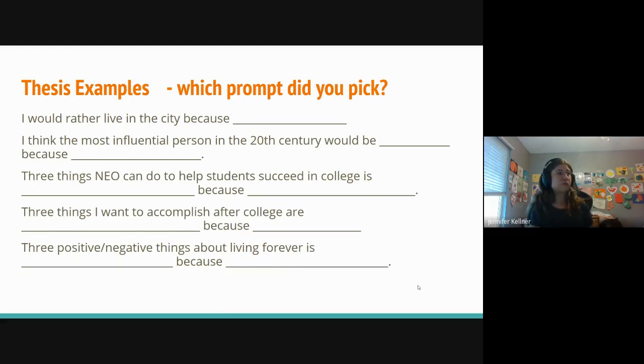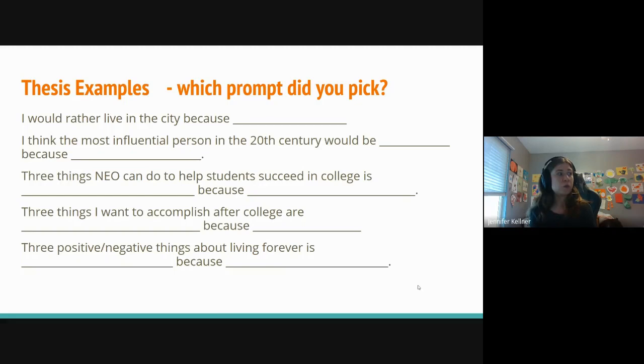The second one, the influential person. I think the most influential person in the 20th century would be blank because blank. Pretty self-explanatory. Three things NEO can do to help students succeed in college is blank, blank, and blank because blank. Three things I want to accomplish after college are blank, blank, and blank because blank. Or three positive or negative things about living forever is blank, blank, blank because blank. So again, it really sets it up very nicely. It makes sure you have all of the pieces and parts in the thesis.